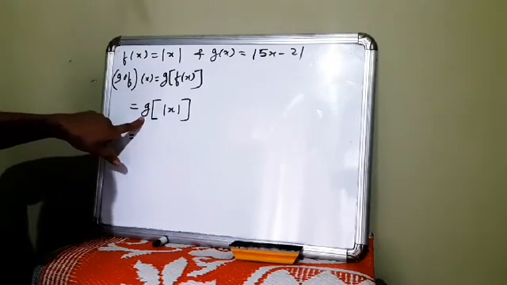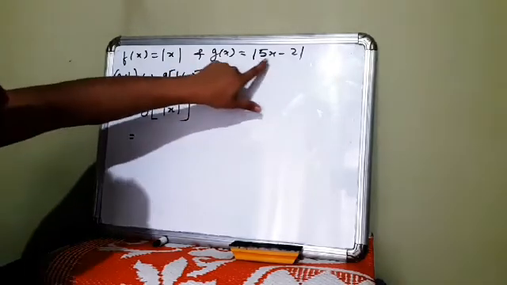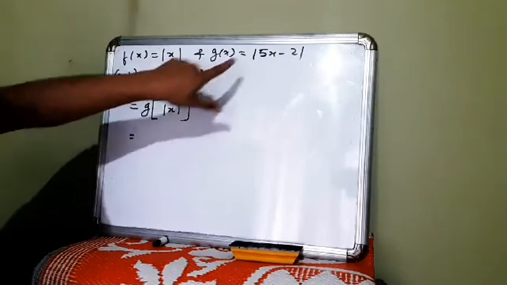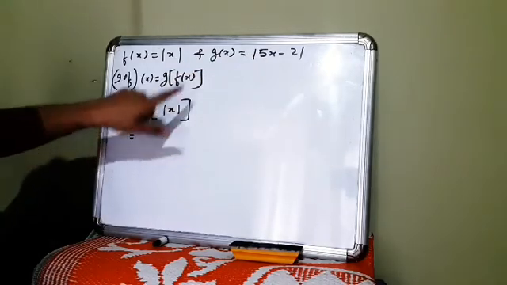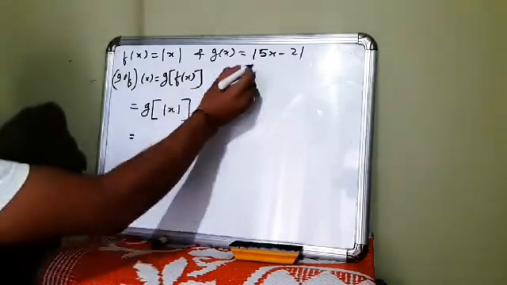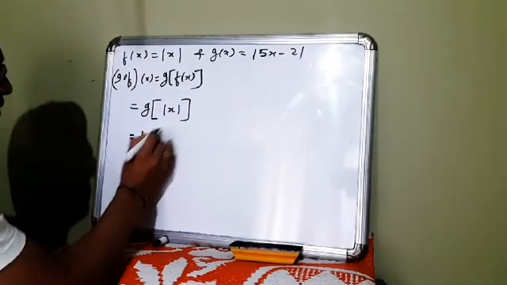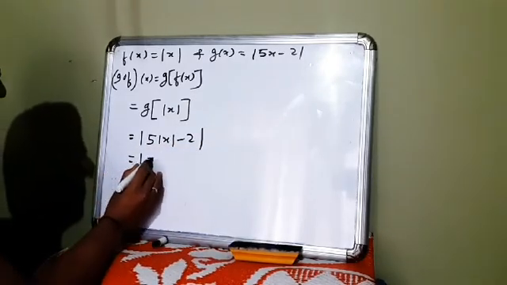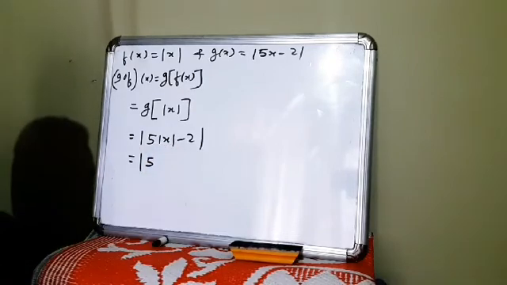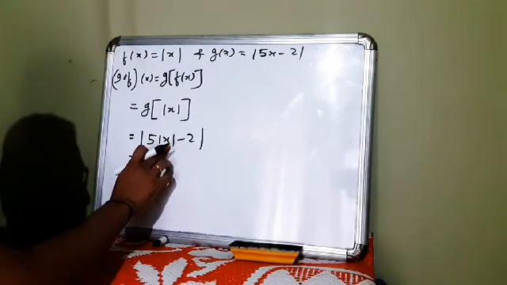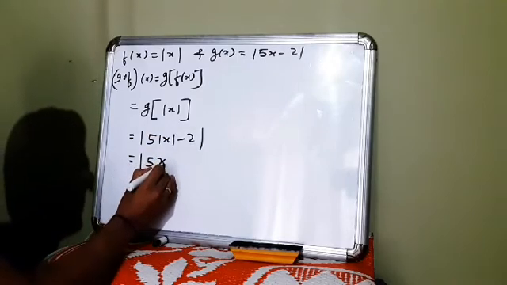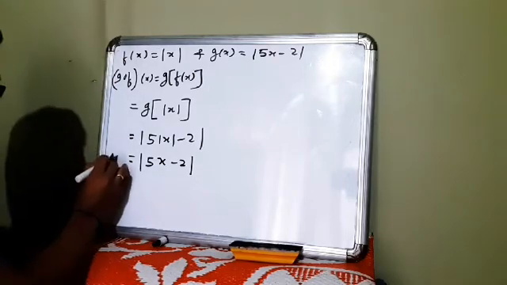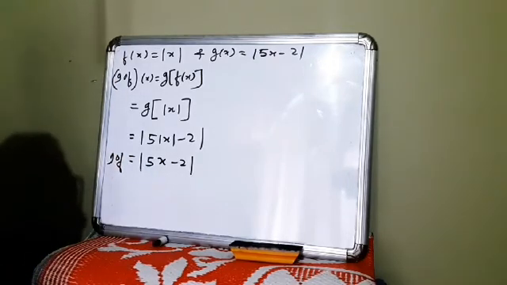So in the g function, wherever x is there, in the place of x, we have to put this mod x. Wherever x is present, in that place we have to put this value. So it becomes modulus of 5 times, but x is what? Mod x, minus 2. What is the value of modulus of x? See, anyhow this x value is positive. Therefore mod x value is x, and this minus 2 as it is. So therefore g composition f is modulus of 5x minus 2.